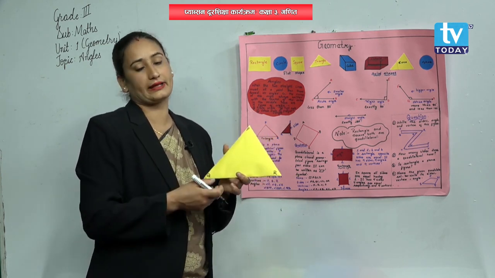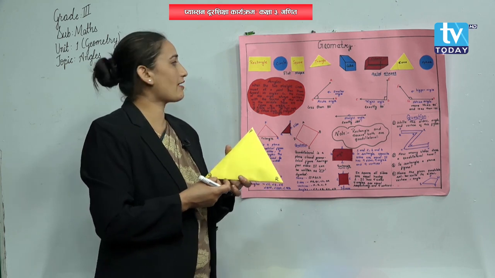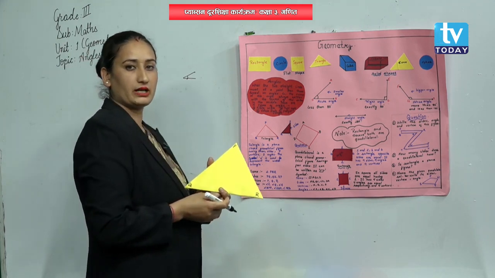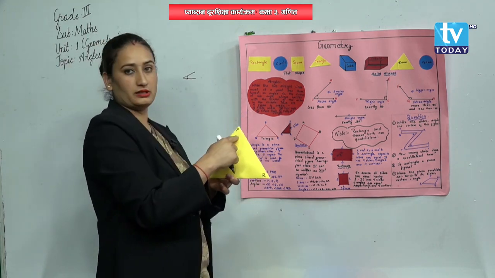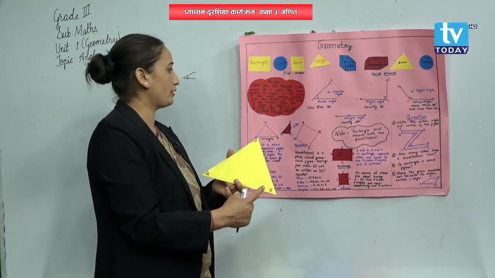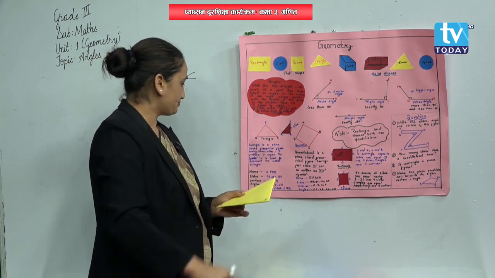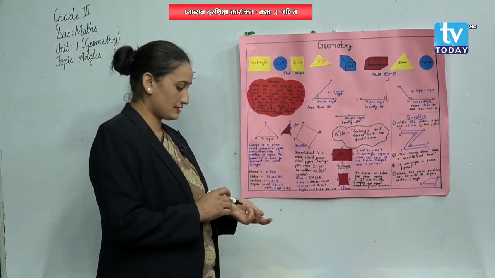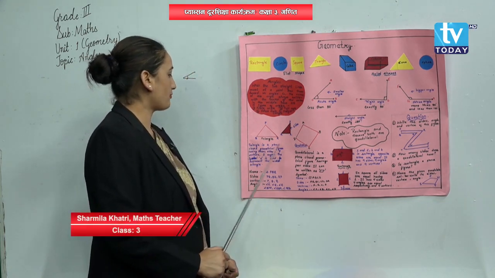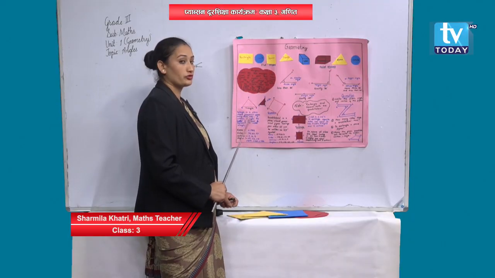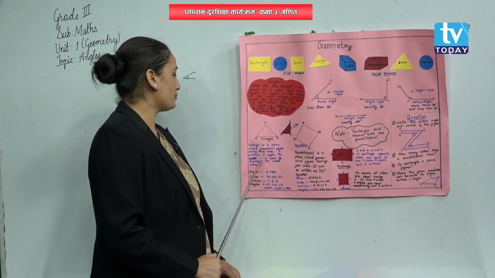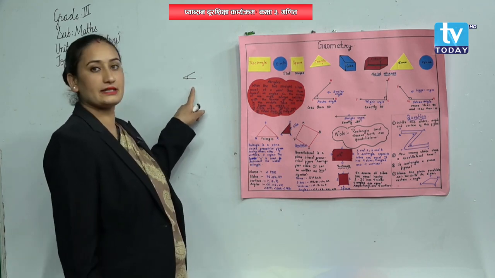Now, how to give the angle's name? By writing a symbol. See here, this is the symbol for writing an angle. So, angle P, angle Q, and angle R. Got it? Very good. Now, I will show you from my charts. A triangle is a plane closed geometrical figure having three sides, three vertices, three angles. The symbol for angle is this one, okay?